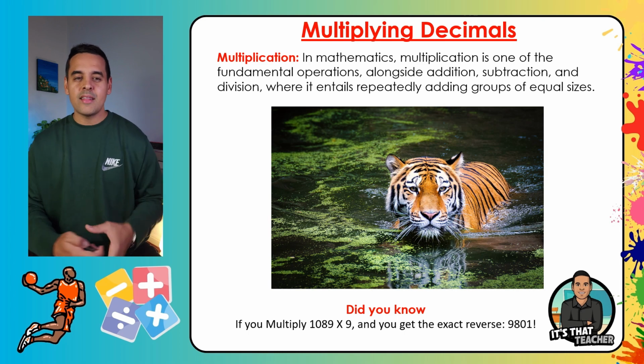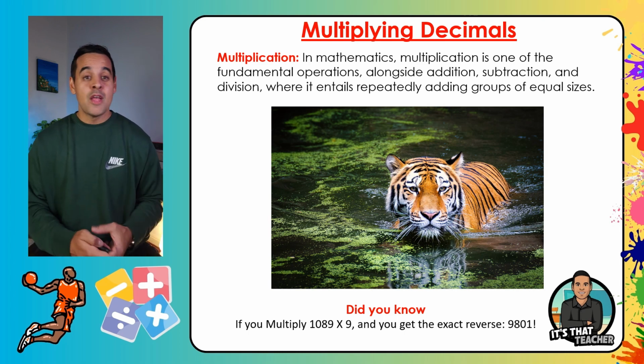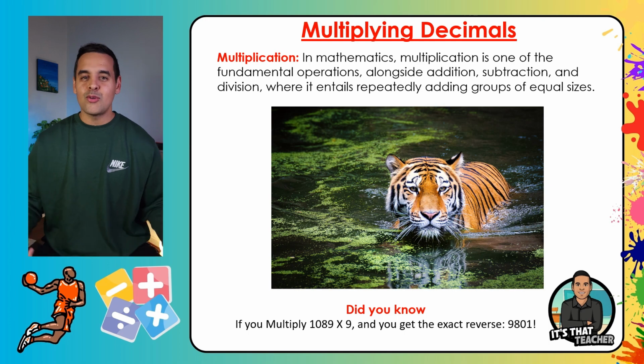So just also a quick little did you know fact, if you multiply 1089 times 9, you're going to get the exact reverse, 9,801, pretty cool fact. The tiger's just there because it looks awesome.